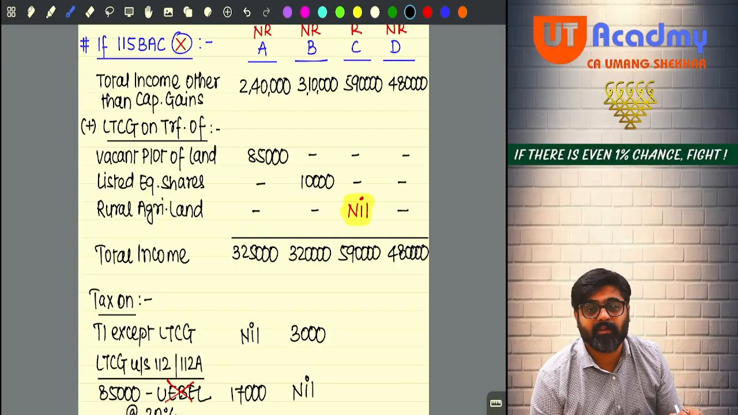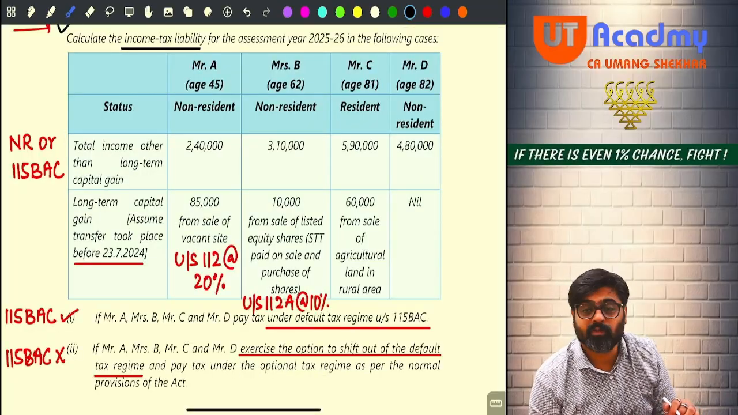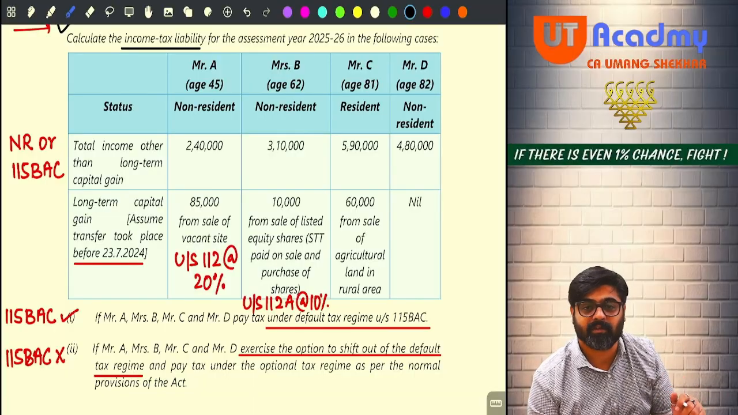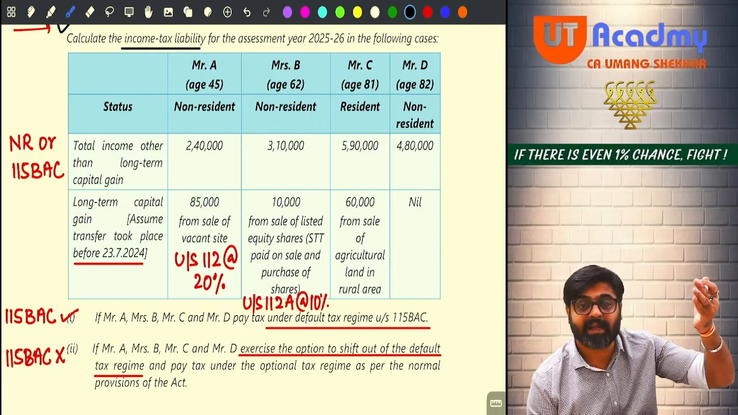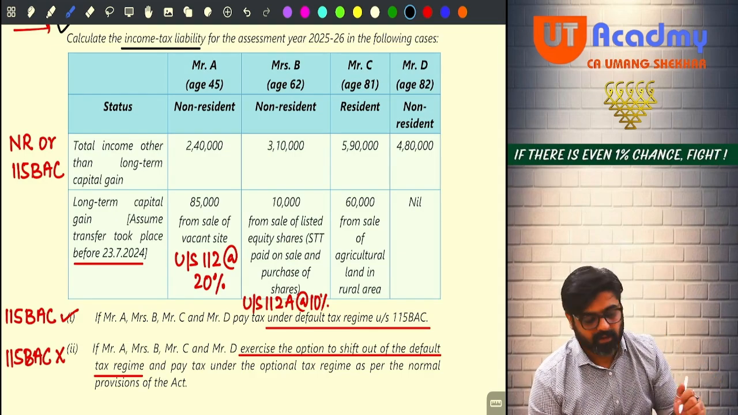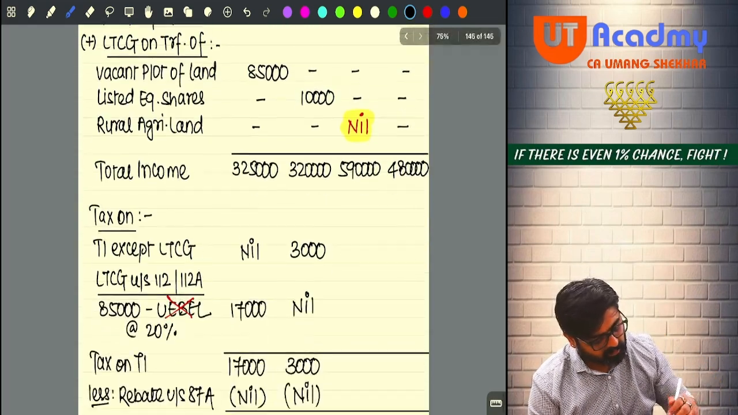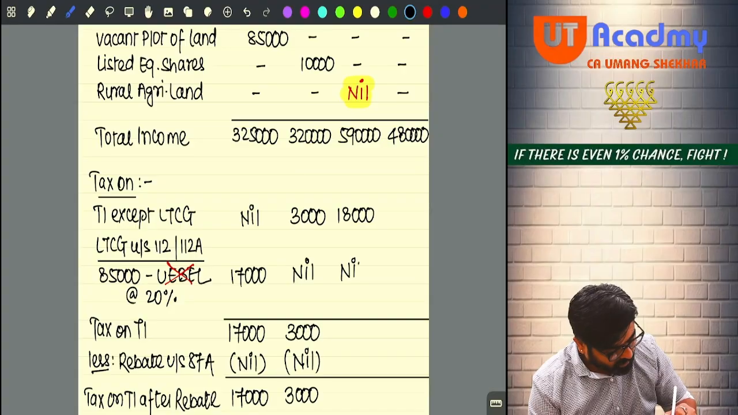In the third case, my age is 81. Can you see? And I am a resident also. So I am a super senior citizen. For me, the normal tax rates applicable will be up to 5 lakhs, no tax. 5 lakh to 5 lakh 90, on this 90,000 I have to pay 20%. So 20% of 90,000 will be 18,000, guys.